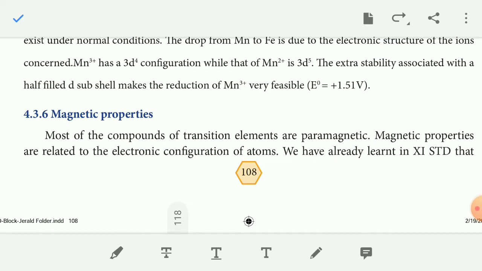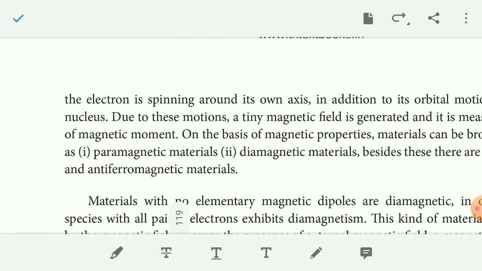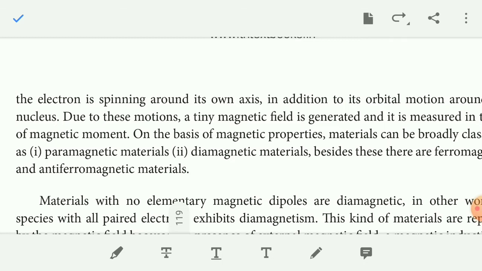We have already learned in 11th standard that, for magnetic properties, the electron spins around its own axis. In an atom, the electrons spin around their own axis, which is called spinning motion, in addition to the orbital motion around the nucleus. Due to these two motions, a magnetic field is generated. It can be measured in terms of magnetic moment. Materials can be broadly classified into 4: paramagnetic, diamagnetic, ferromagnetic and antiferromagnetic material.